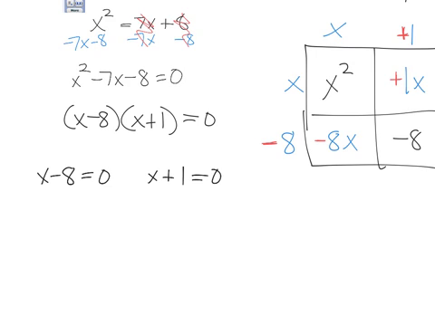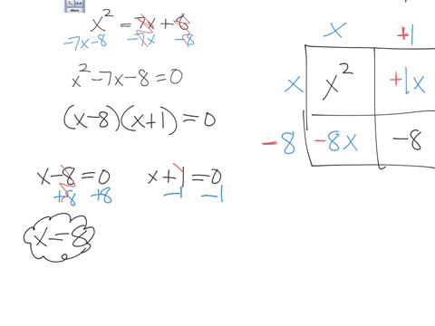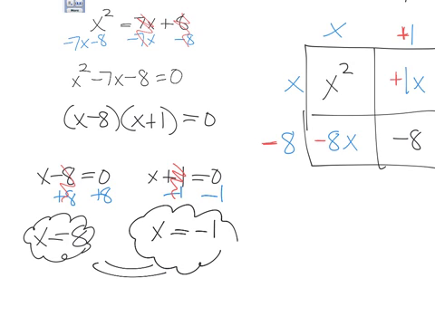So now we need to do a little bit of algebra on both of these. We're going to add 8 to both sides. The 8's cancel, so you get x is equal to 8. And then over here, we're going to subtract 1 from both sides. So the 1's cancel, and you get x is equal to negative 1. And there are our two solutions.